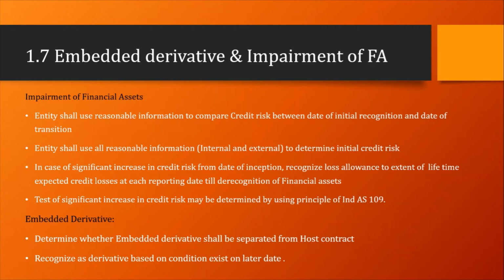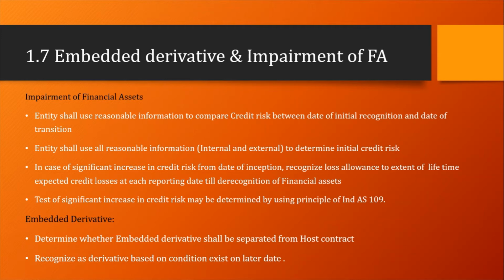If suppose there is any significant change in the credit risk from the date of inception, it will recognize the loss allowance to the extent of the lifetime expected credit losses at each reporting date till the derecognition of the financial asset. So what are the derecognition conditions of the financial assets? We already discussed in the earlier slides. Then in the last we will do the review test for the credit risk by using the principles of Ind AS 109. Now these four conditions are very useful for Ind AS 101 adopters.